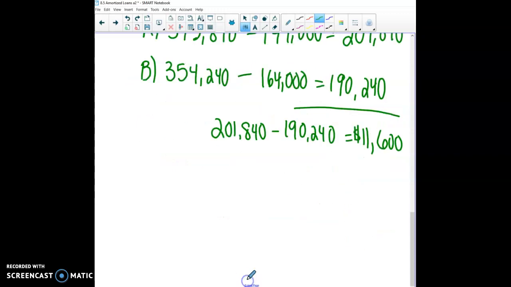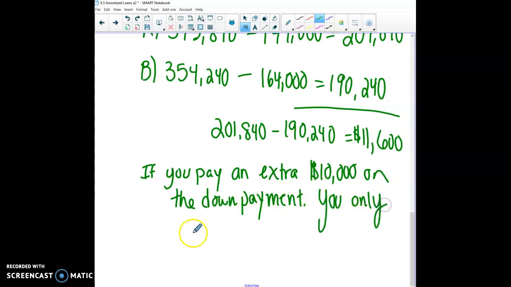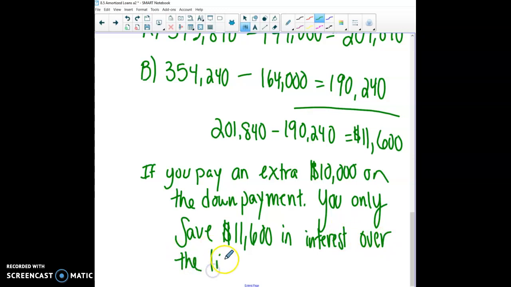Okay, so let's interpret this. If you pay an extra 10,000 on the down payment, you only save 11,600 in interest over the life of the loan.